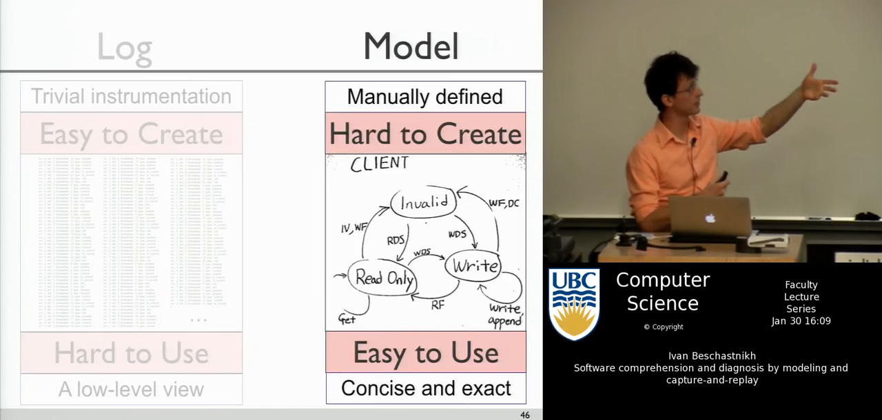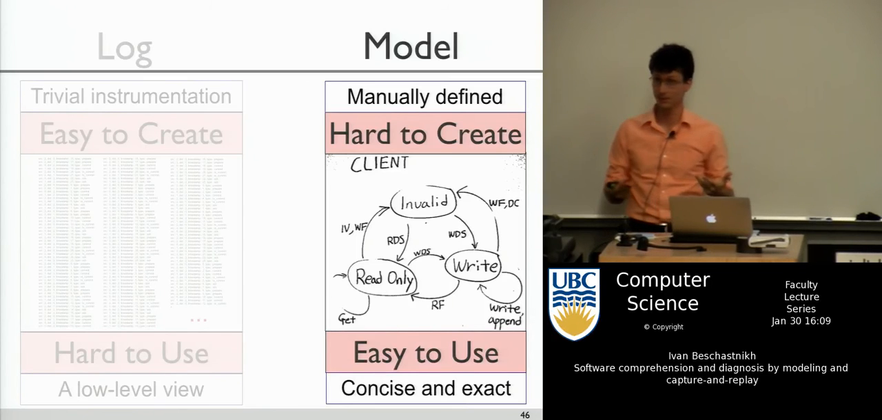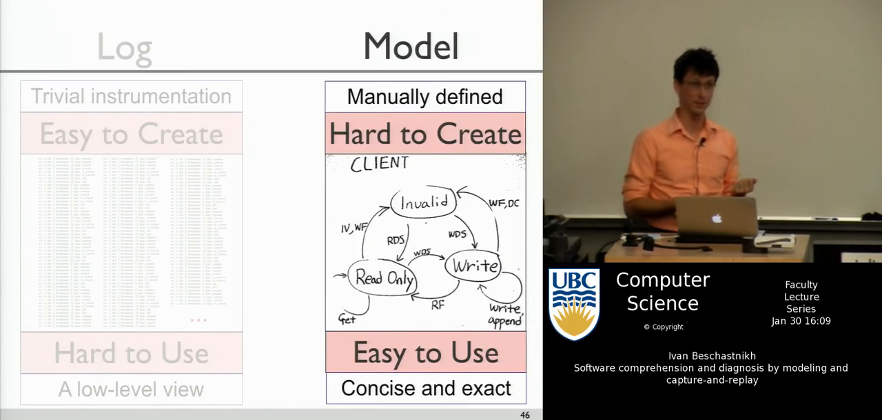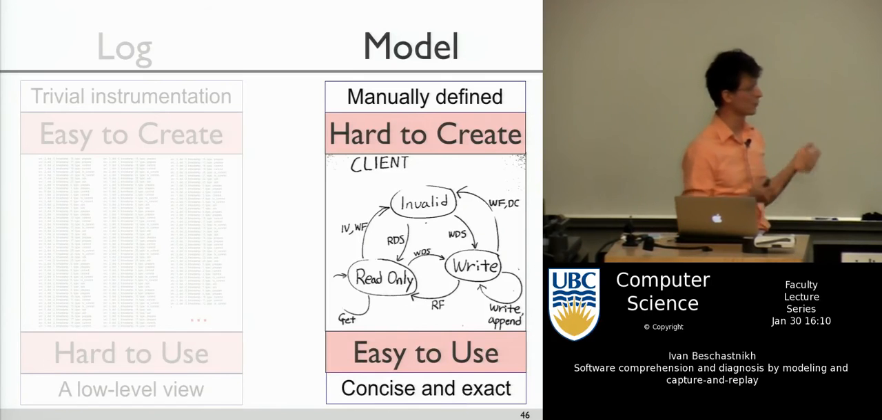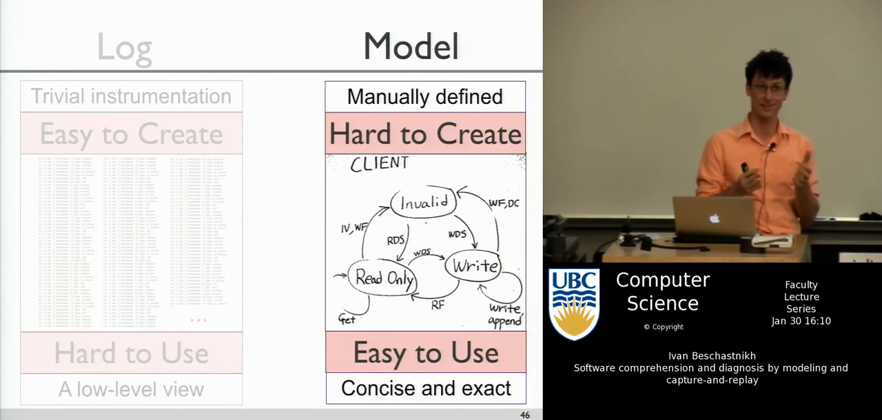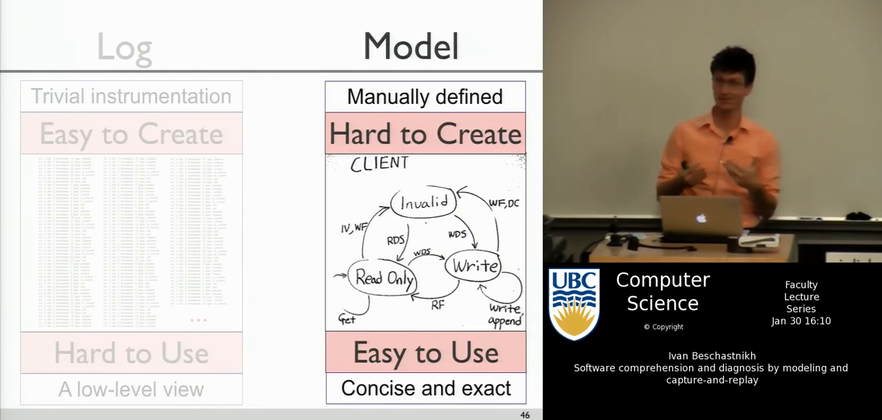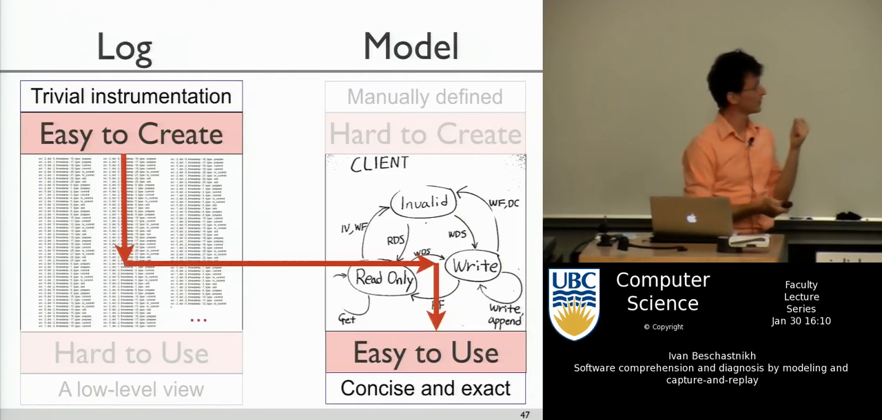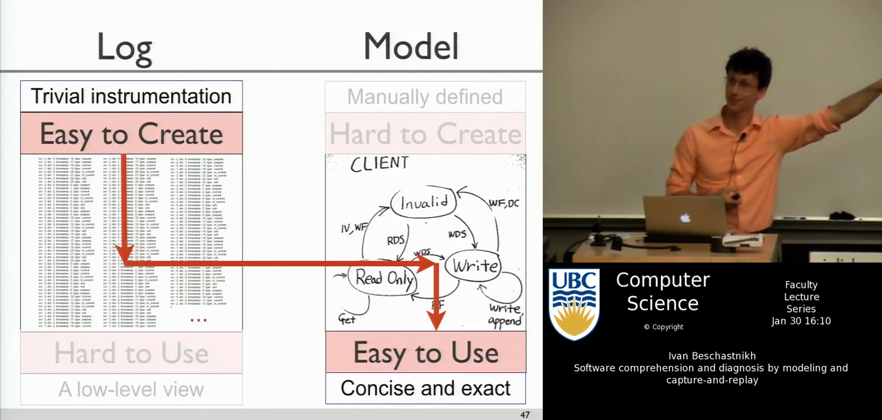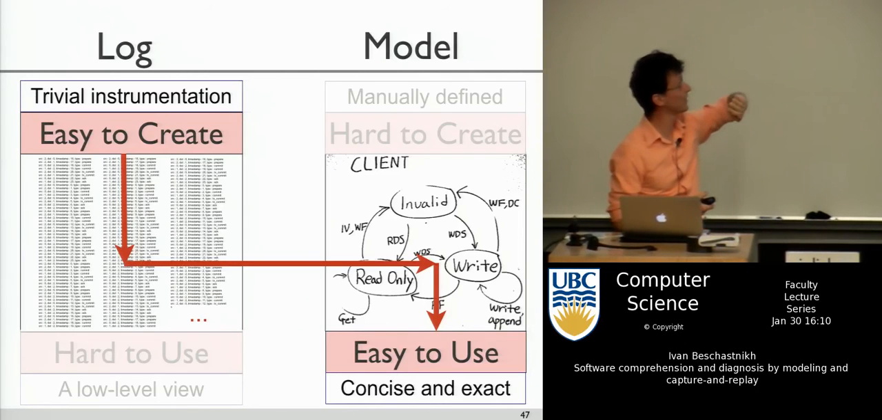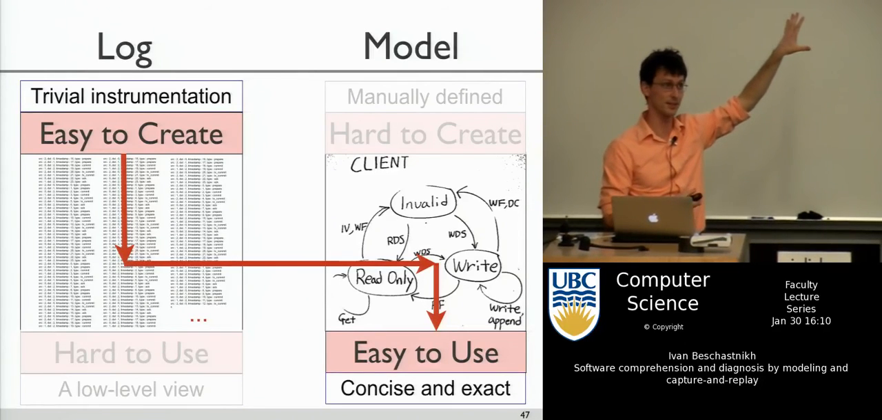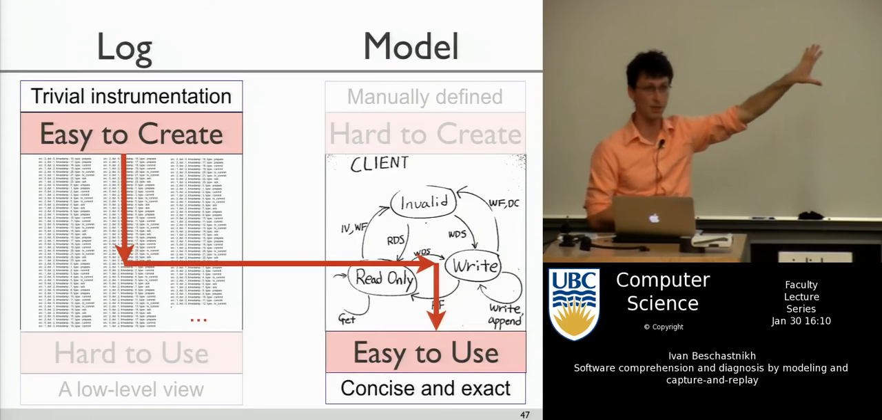Models, on the other hand, usually we create manually. So they're very difficult to create, but they're super useful because they're more concise, they're more abstract, and they tend to be exact because of the mapping between the two. So the idea is to connect the two, right? You want to take advantage of the fact that the log is very easy to create, and that a model is very easy to use.